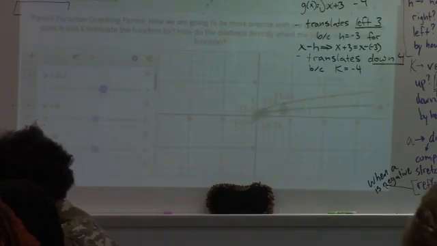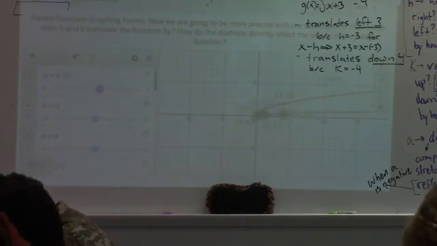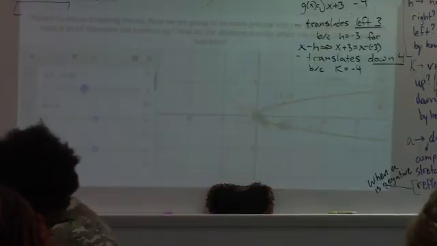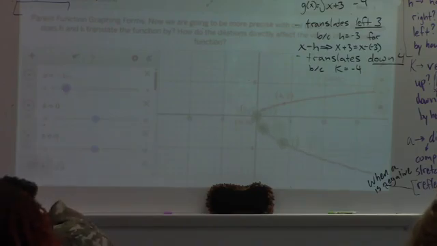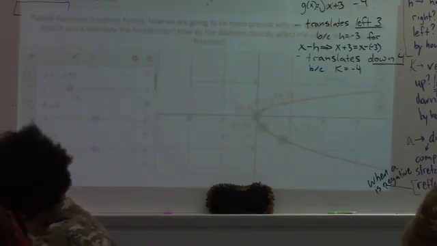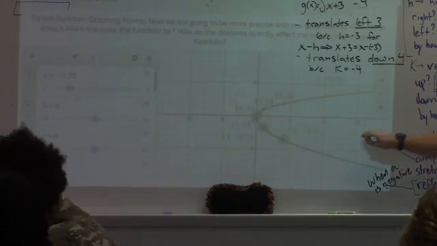When does it stop compressing? When A is 0, and then when A is negative, it's what? It's reflecting, and stretching. It's multiplying by a negative. If A is any kind of negative, what's it going to do? It's going to reflect.